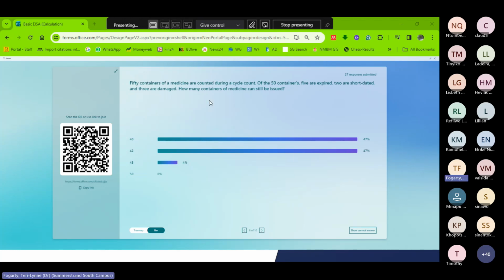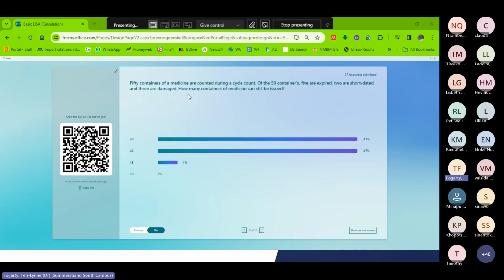What are we testing in this question? Yes, there's a calculation, but we're also testing your understanding of definitions. What is expired stock and what can I do with expired stock? What is short-dated stock and what do I do with short-dated stock? So we're testing stock management and we're testing a calculation here.